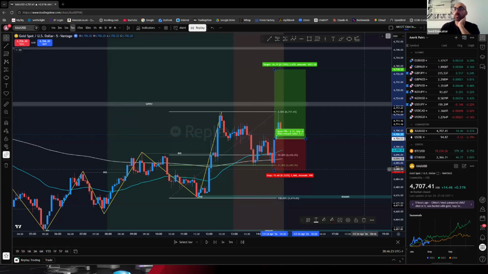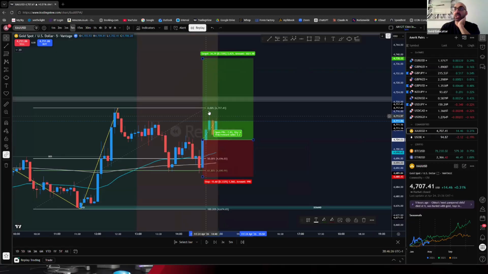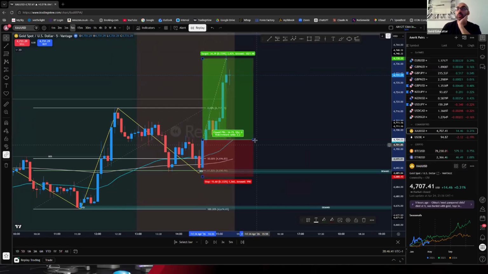Okay, so we're moving into profit here. You can see that price touched the previous high there, and our entry was at 4704 to 4717. So we've made some significant profits already from this particular trade. Let's just see how it plays out. Oh, damn.